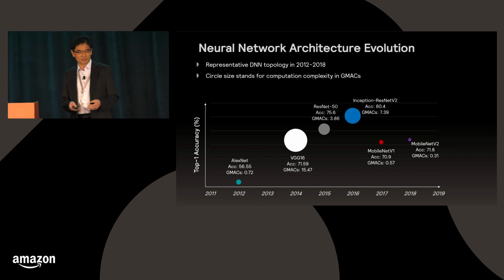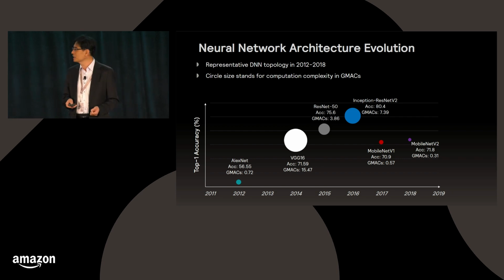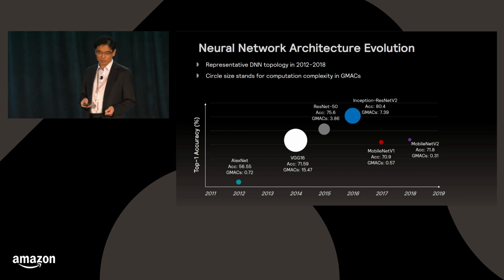So let's look back at the historical evolution of deep neural networks. Here, the vertical axis is the accuracy, while the name here, for example, in 2015, the most well-known network is ResNet 50. And the circle size stands for the computation complexity of that network. So you can see the trend here.